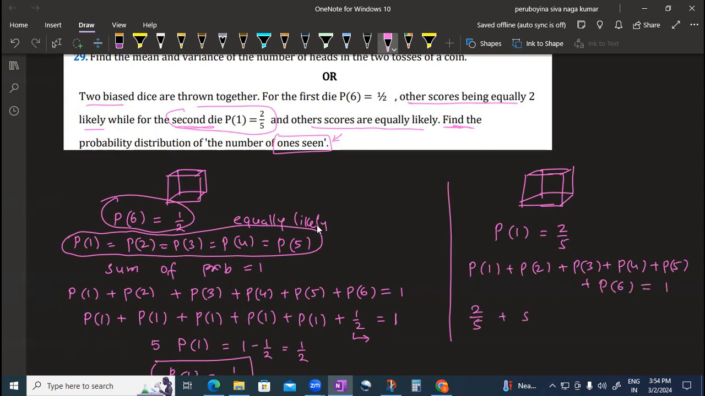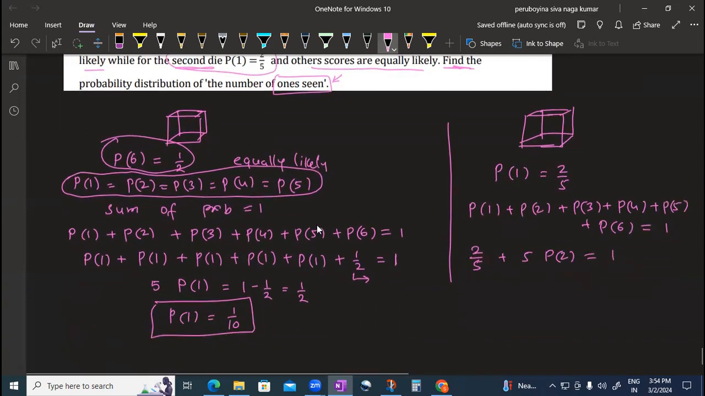This is 2 by 5, 5 times of, I am keeping P of 2, equal to 1. So 5 times of P of 2 is equal to 1 minus 2 by 5. 5 times of P of 2 is equal to 3 by 5. So P of 2 is equal to 3 by 25.